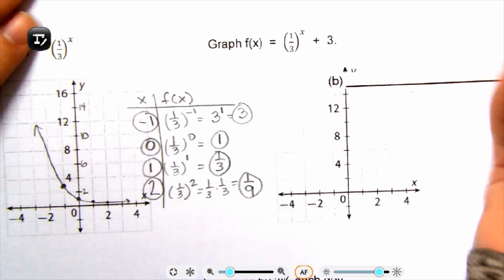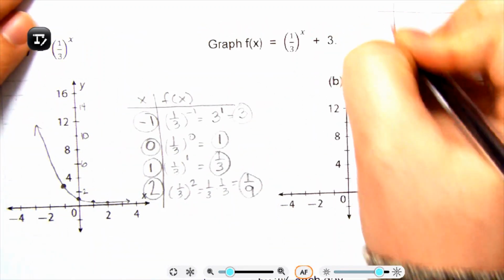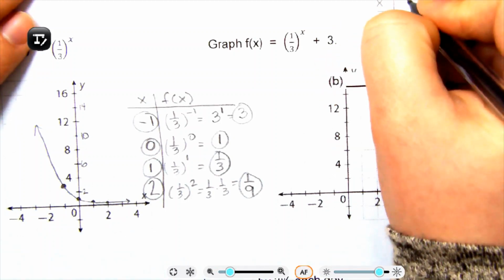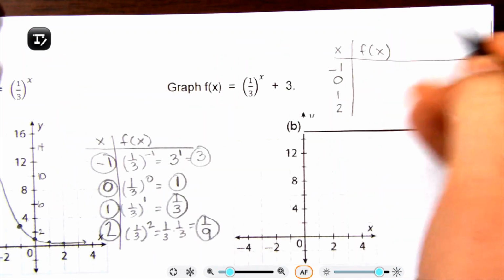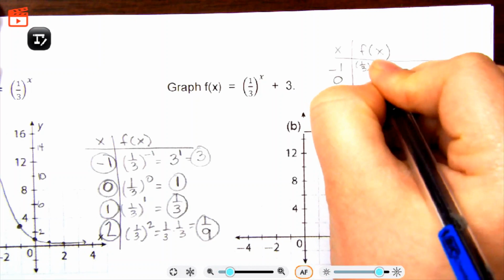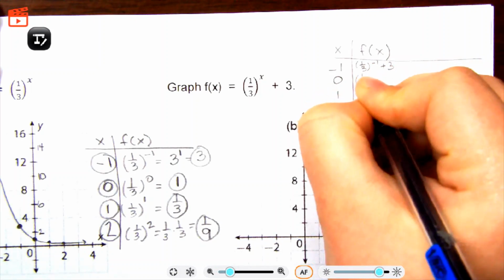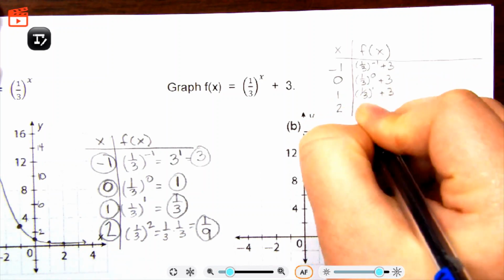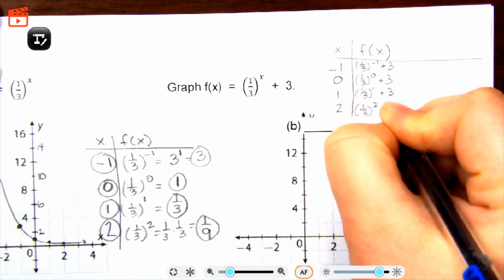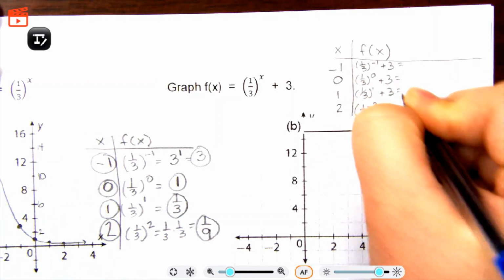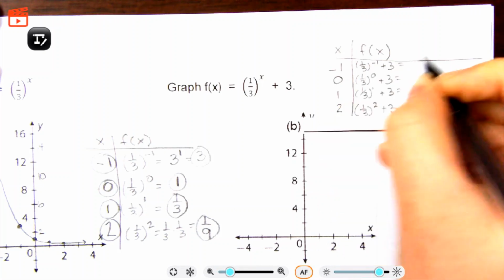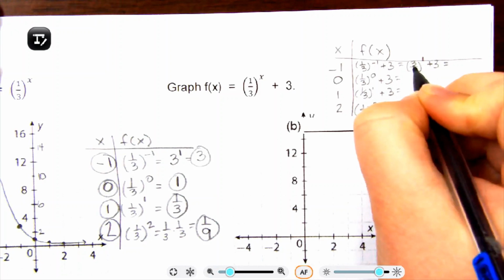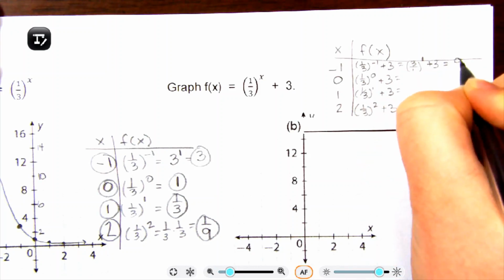Let's try this one here. Again, -1, 0, 1, and 2. Here's your f of x. So I have 1/3 to the -1 power plus 3. I have 1/3 to the 0 power plus 3. 1/3 to the first power plus 3. 1/3 to the second power plus 3. So let's deal with the negative first here. Remember, negative just means flip the fraction. So here's my fraction flipped. Keep your exponent plus 3. So this is saying 3 plus 3. 3 plus 3 is 9.